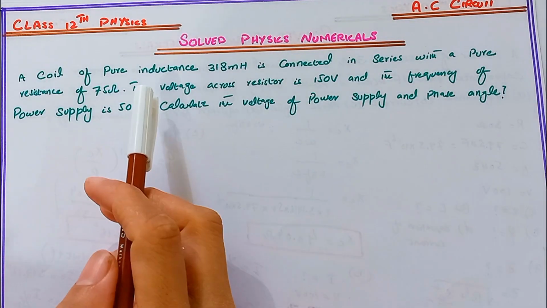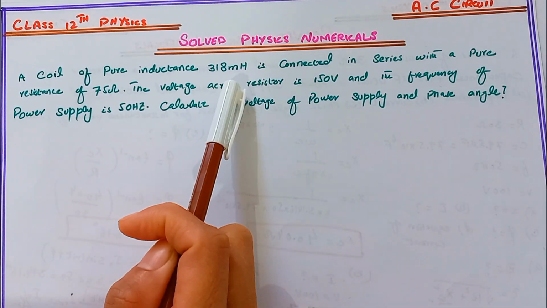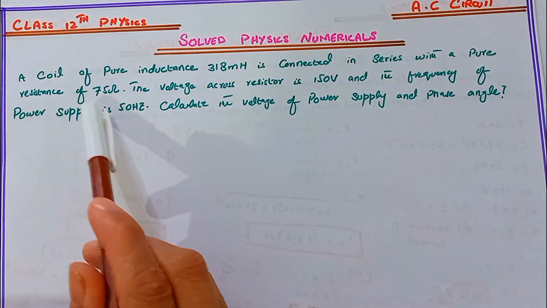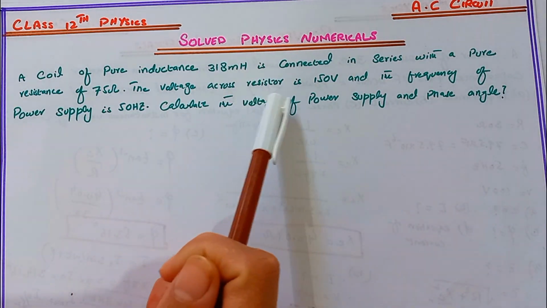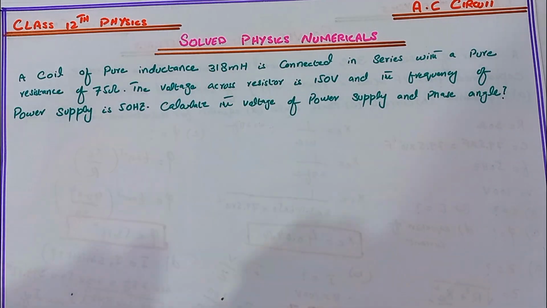Here we solve the numerical related to the chapter AC circuit. The given data: a coil of pure inductance 318 millihenry is connected in series with a pure resistance of 75 ohm. The voltage across the resistor is 150 volt and the frequency of the power supply is 50 hertz. Calculate the voltage of the power supply and the phase angle.